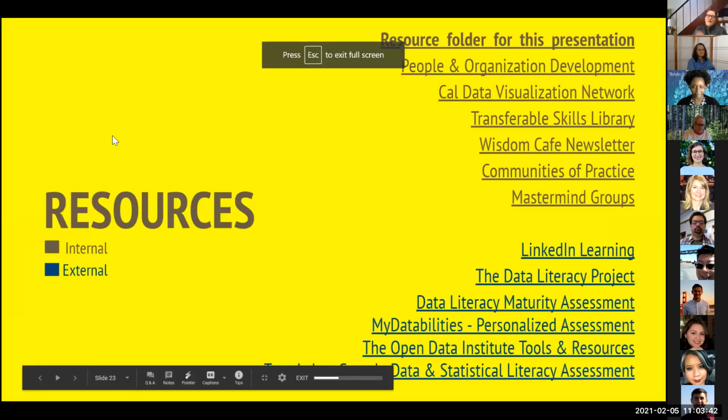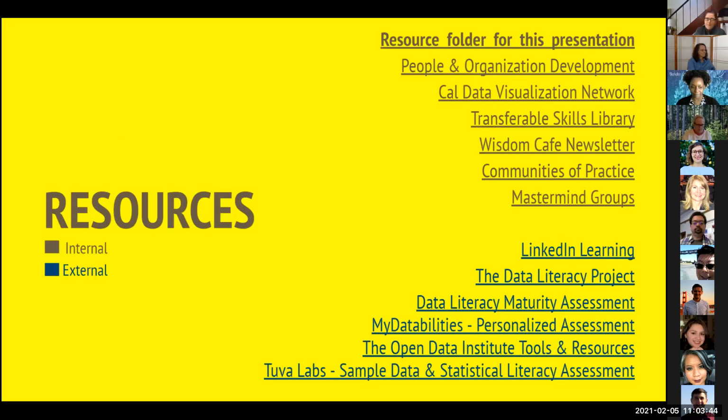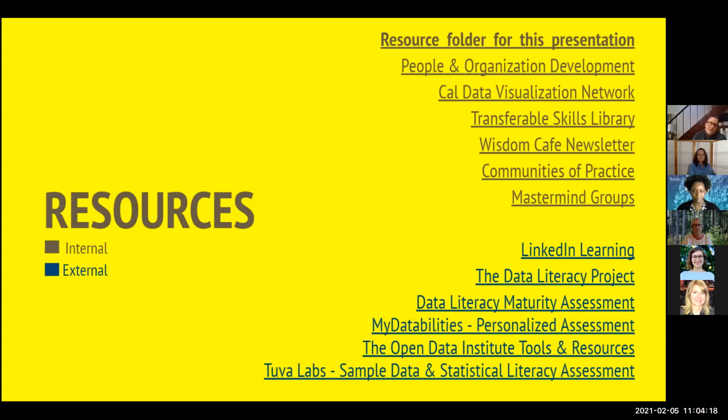So as I mentioned, there are a ton of resources in here, both internal to campus and external. I put a couple of other survey assessments in here that require your email to get the results, so just beware. But the great thing is there's a ton of organizations and things here on campus that can get you started. In addition to my community of practice, Cal Data Visualization Network, there are lots of others out there. And then the mastermind groups is a thing that we put together, the Cal Data Visualization Network.